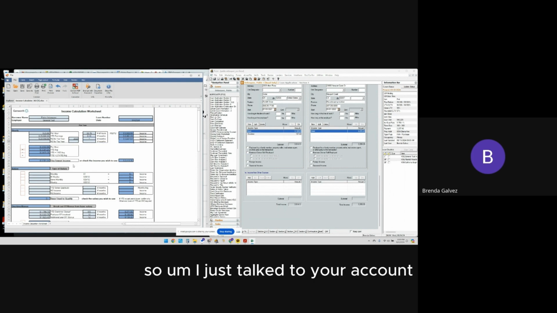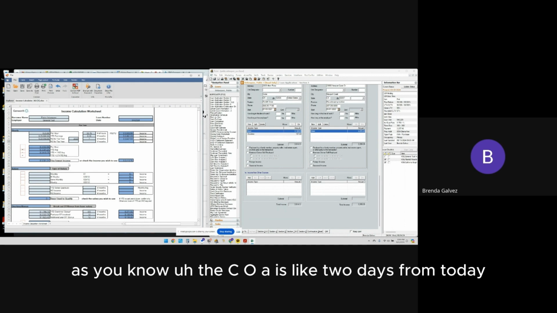So I just talked to your title team and they cleared the last condition. As you know, the COA is like 2 days from today. So is there any way that you can?